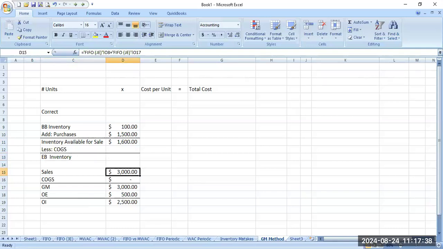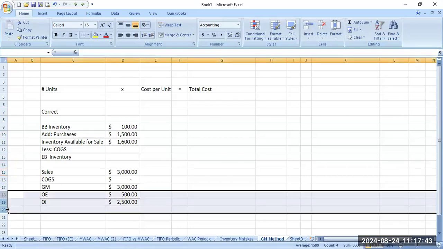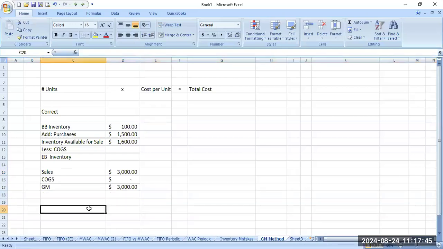We know the sales. Operating expenses and operating income, that's irrelevant for us. But we also know the percentages. We know that the sales are always 100%. And the gross margin, as a percentage, is gross margin divided by sales. So let's pretend that our gross margin is 40%.